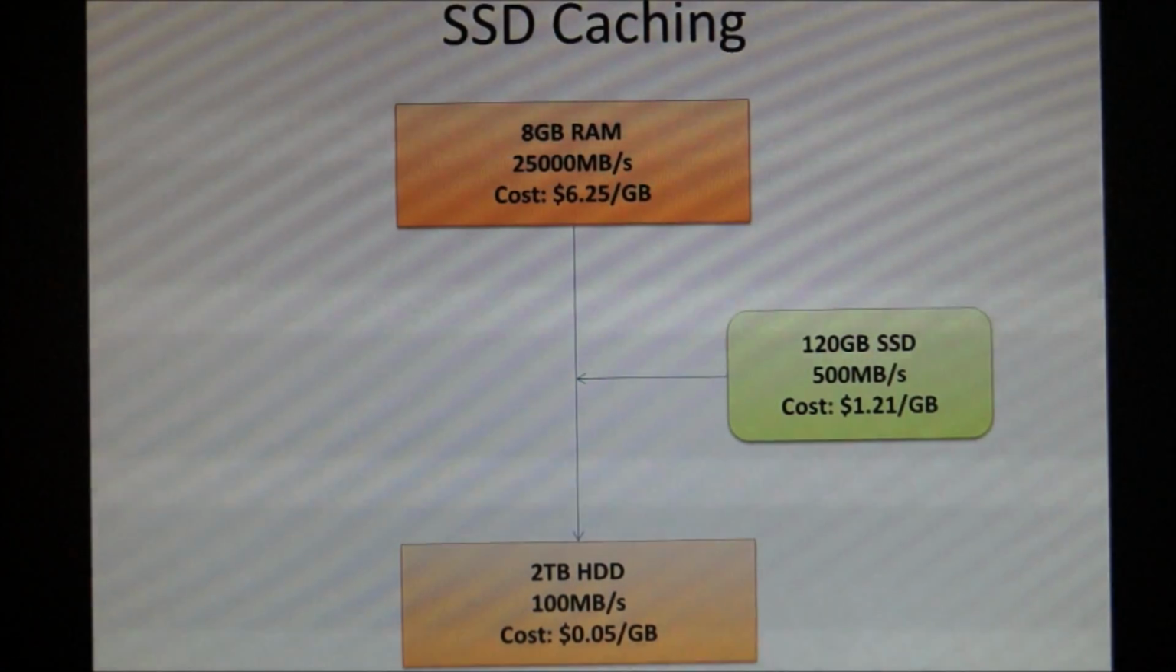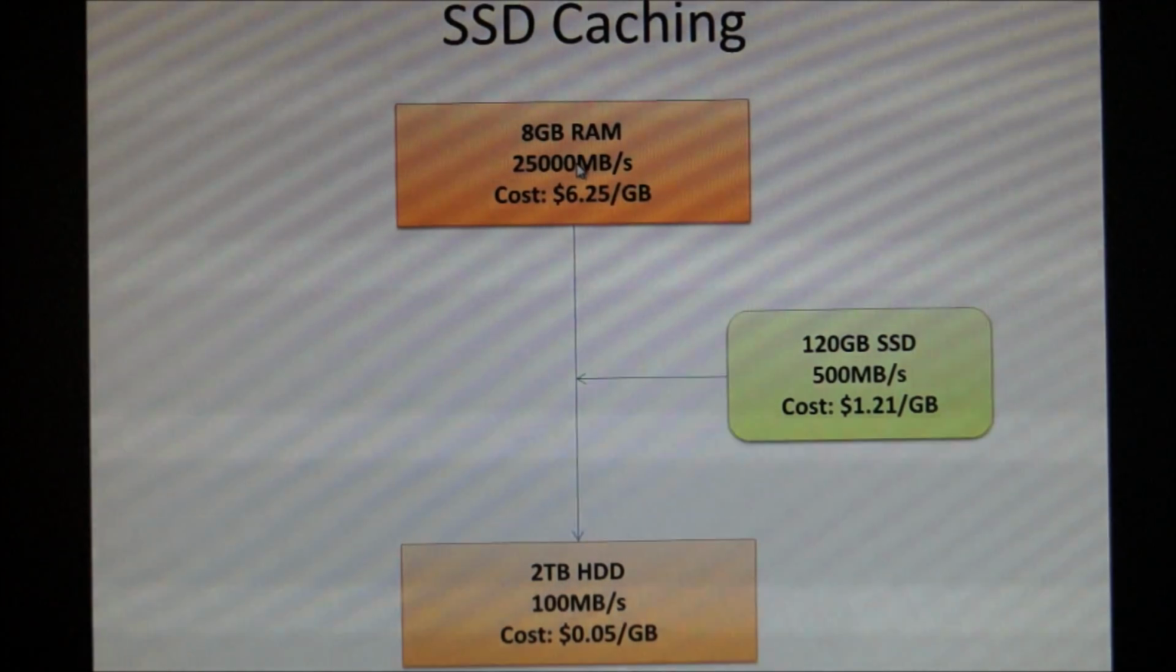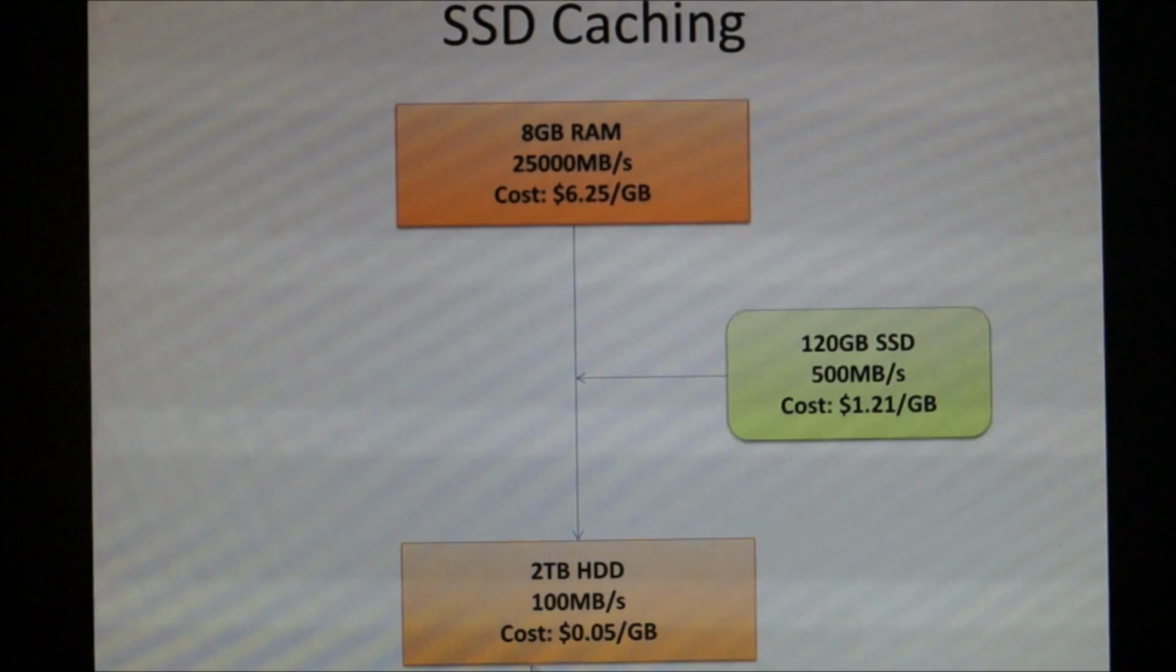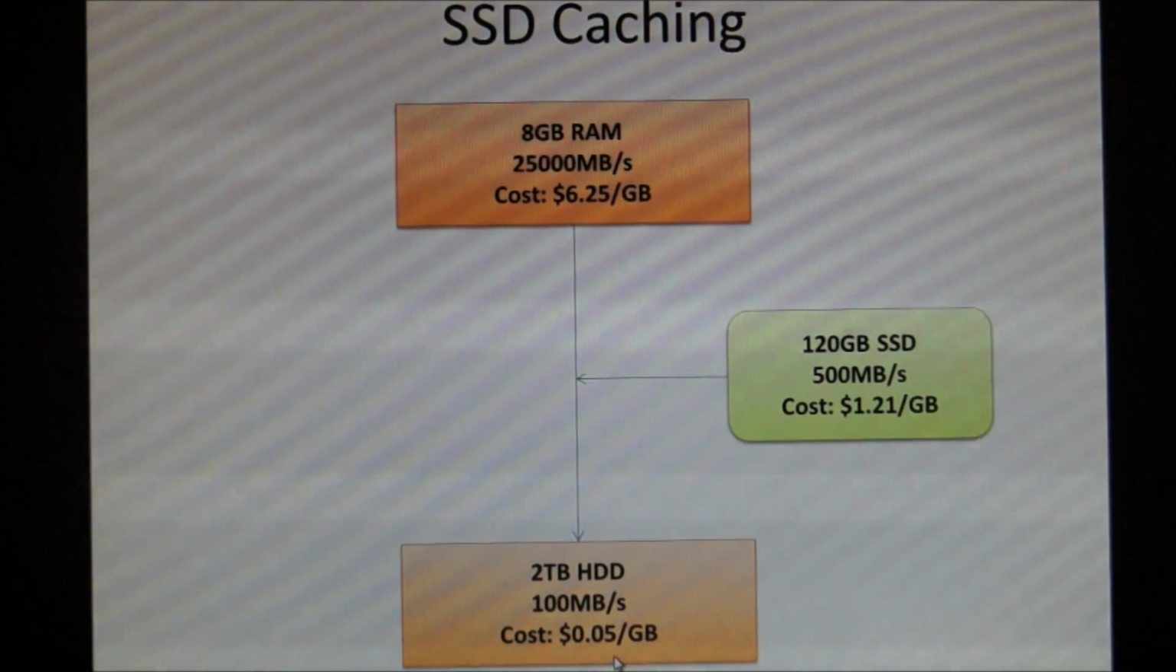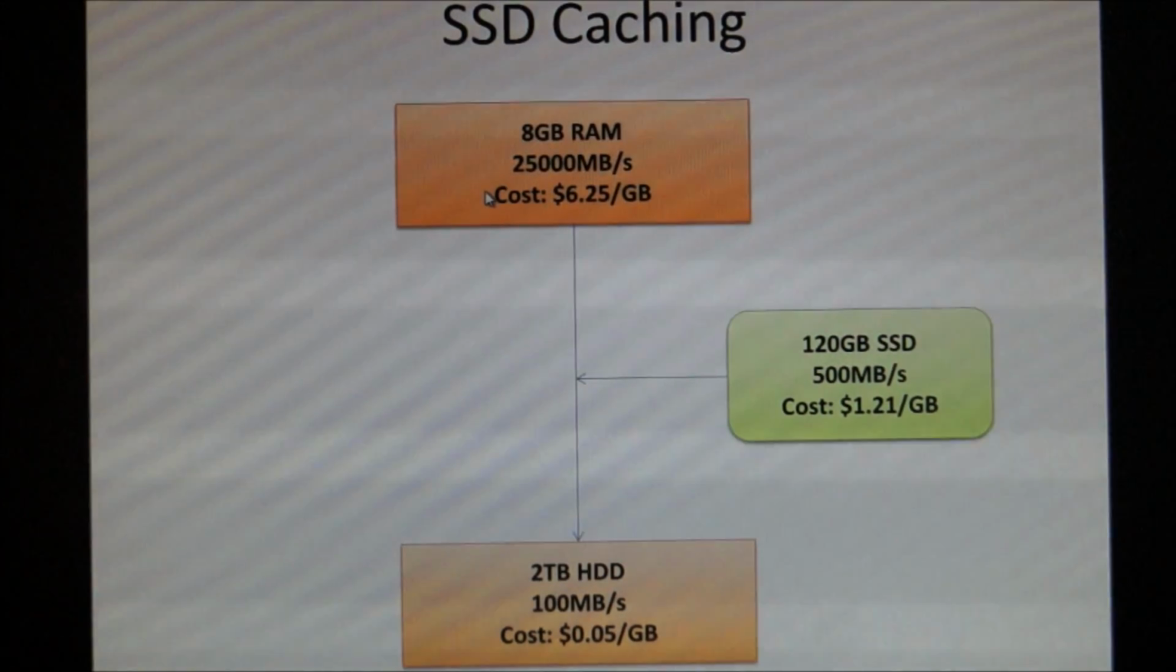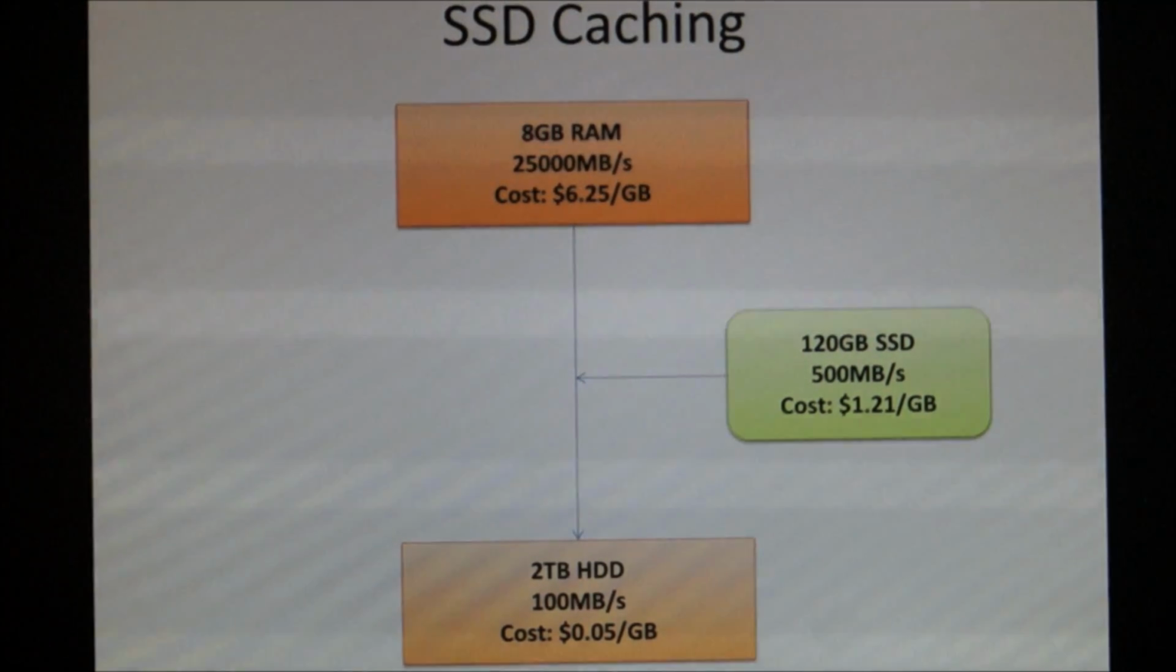My computer has an 8GB RAM and a 2TB hard disk. The RAM has the fastest reading and writing speed of about 25,000MB per second, whereas the hard disk has the slowest reading and writing speed in the system, about 100MB per second. However, a RAM is many times more expensive than a typical hard drive. Therefore, in the system, the RAM acts as a cache to the hard disk drive.